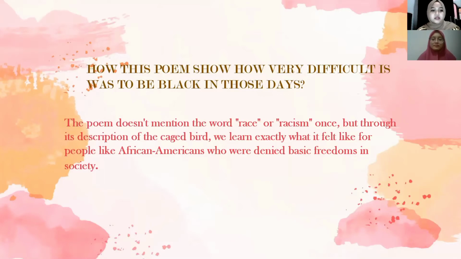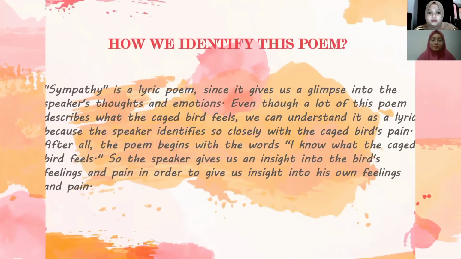And the next is how this poem shows how difficult it was to be black in those days. The poem doesn't mention the word race or racism once, but through its description of the caged bird, we learn exactly what it felt like for people like African Americans who were denied basic freedoms in society.